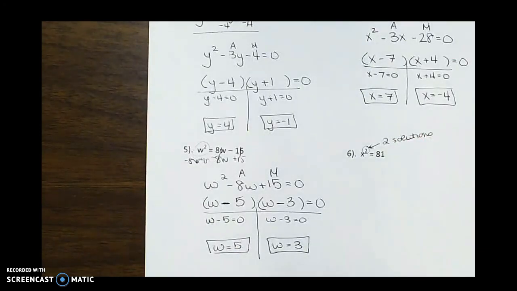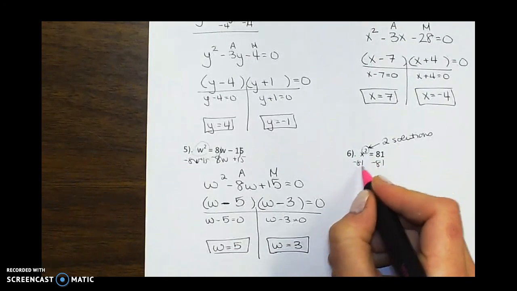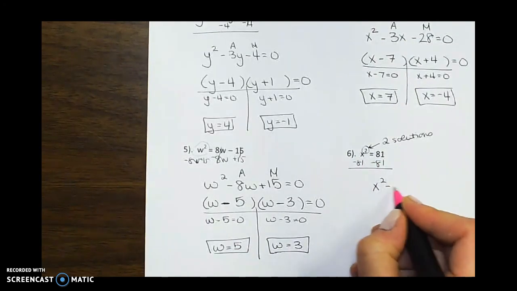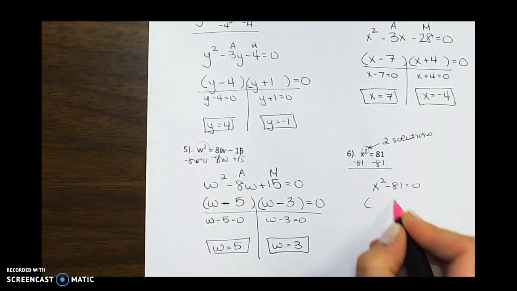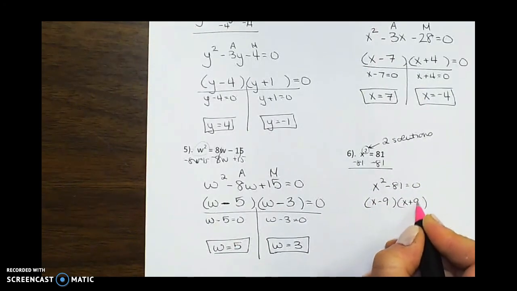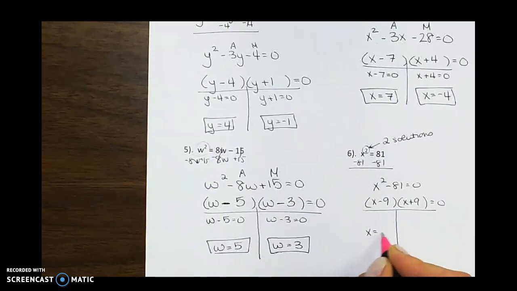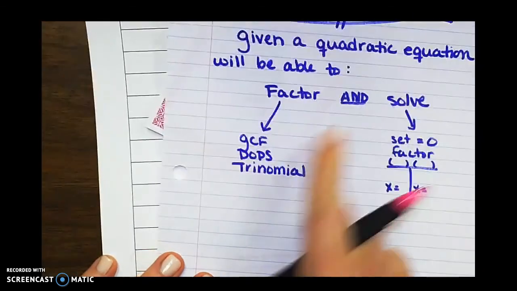Step number 1, set it equal to 0. So I'm going to bring the 81 to the other side. Now we're going to factor it. So x minus 9, x plus 9 equals 0. We use dots. So we end up with x equals 9 and x equals -9. All right, our goal for today was to factor and solve.